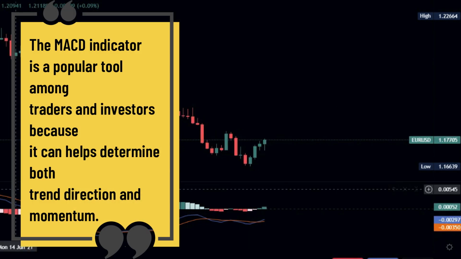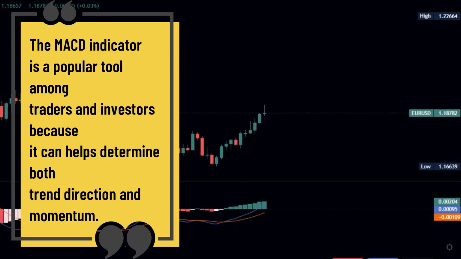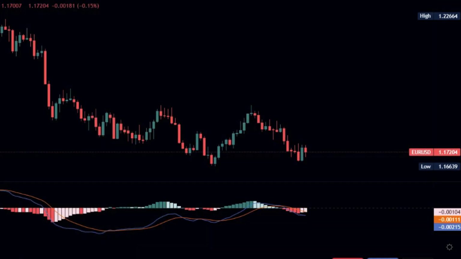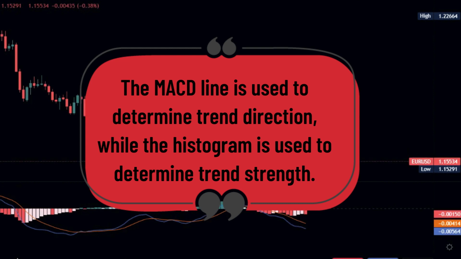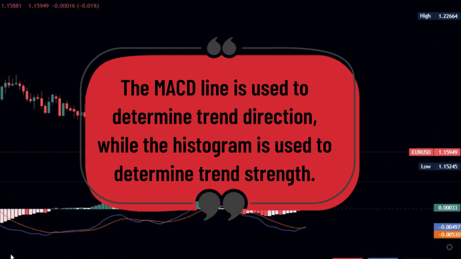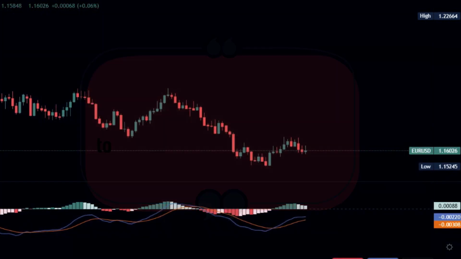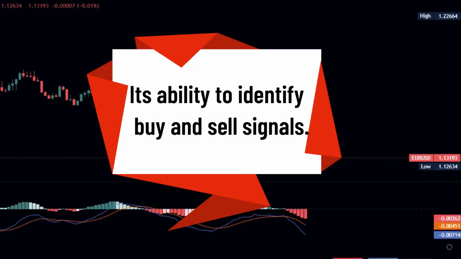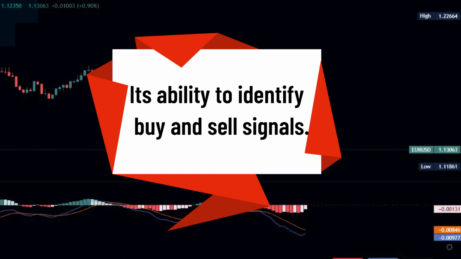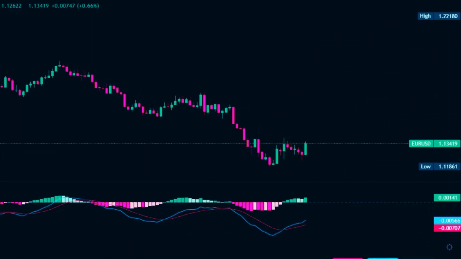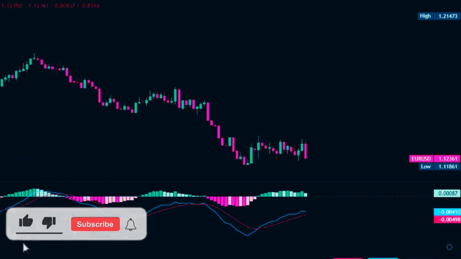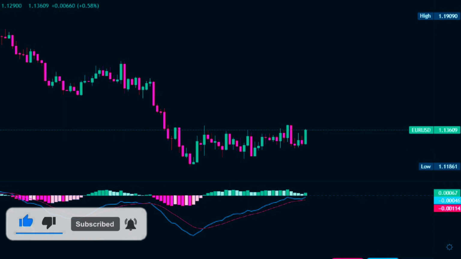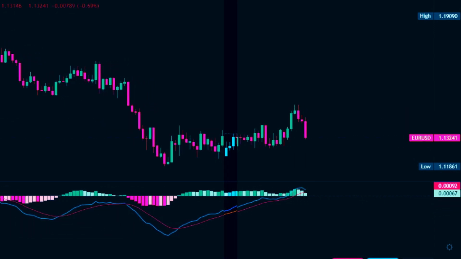The MACD indicator is a popular tool among traders and investors because it can help determine both trend direction and momentum. The MACD line is used to determine trend direction, while the histogram is used to determine trend strength. Another key feature of the MACD indicator is its ability to identify buy and sell signals. When the MACD line crosses above the signal line, a bullish signal is formed, whereas when the MACD line crosses below the signal line, a bearish signal is generated.